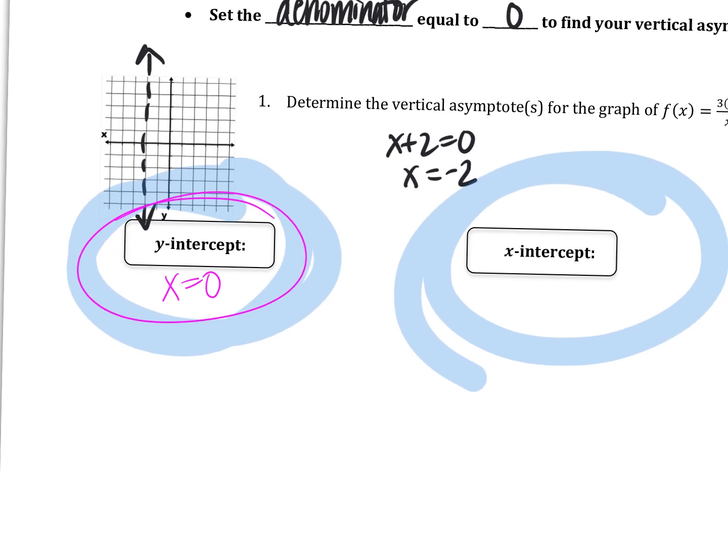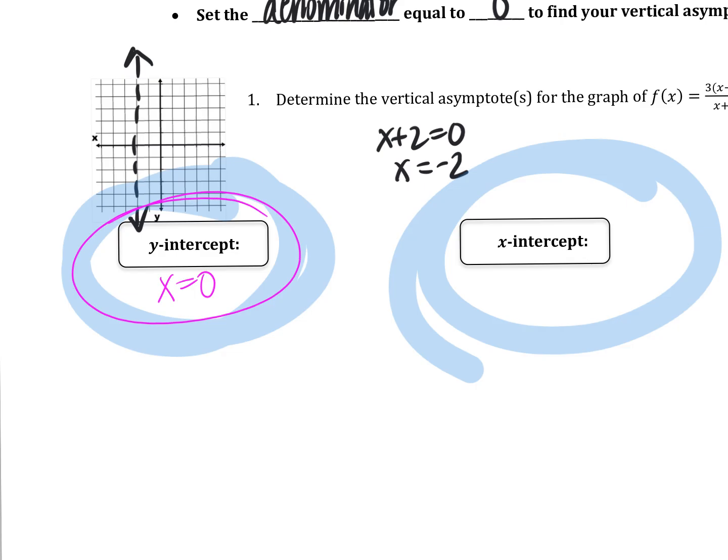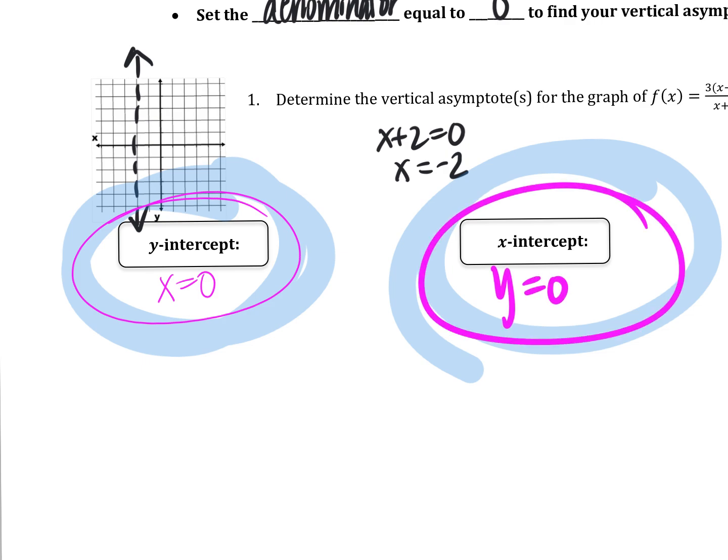In order to find the x-intercept, anyone have any idea? This point is (1, 0), (2, 0), (3, 0). Anytime I'm on the x-axis, my y is 0. Okay, that's what we're going to do.